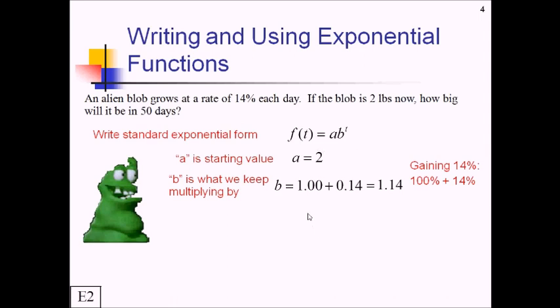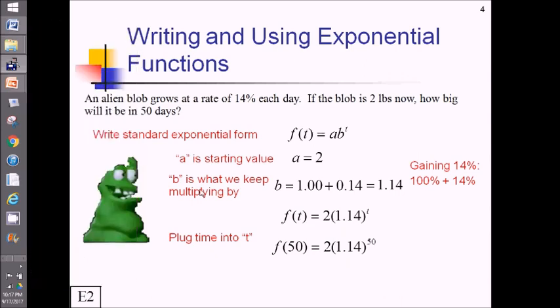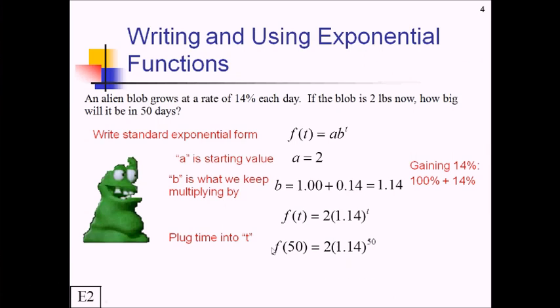So let's rewrite the formula first off. We've got 2, our starting value, times 1.14 to the t power. So this is a function for any amount of time for this blob. And then we'll actually plug 50 in there for t and see what that comes out to. And you will need the calculator for this one. So on my calculator, I've got 2 times 1.14, and then I pressed my exponent button, and 50. Gives me 1400.5, and that'll be pounds. And that is one heavy blob.